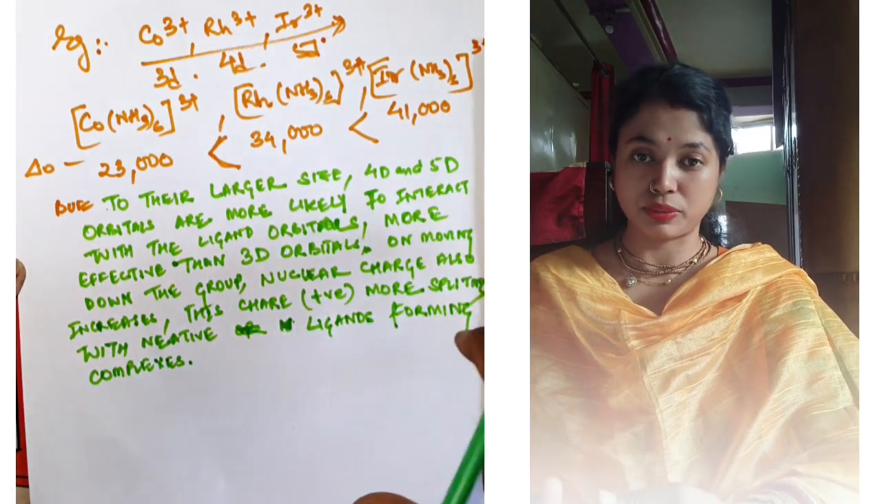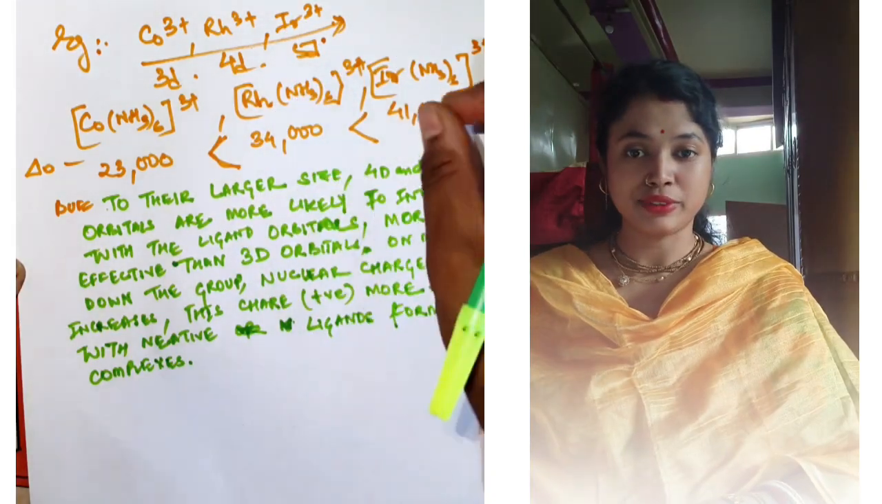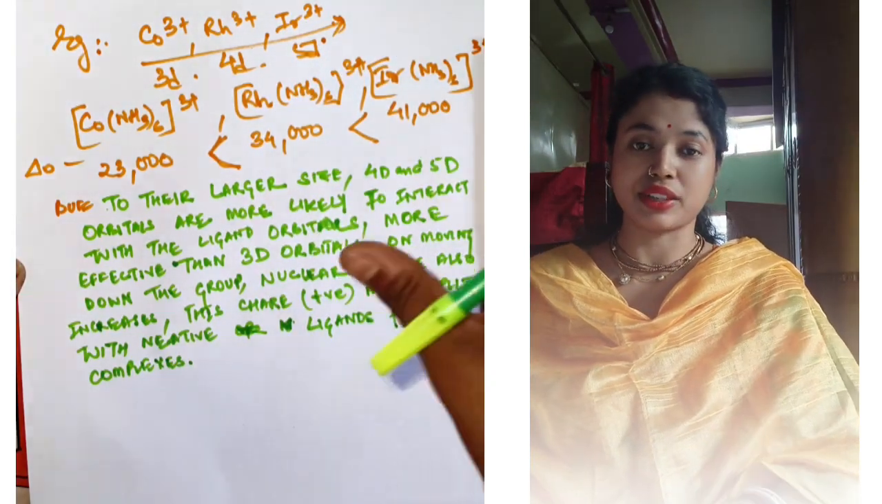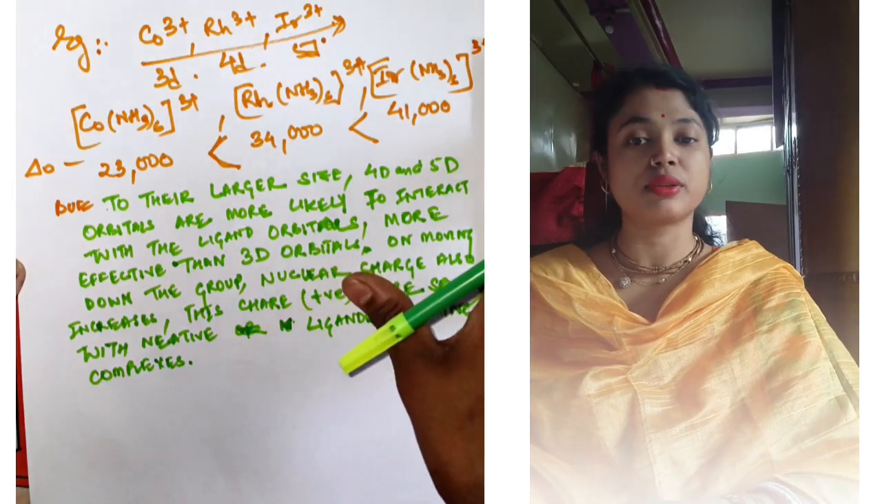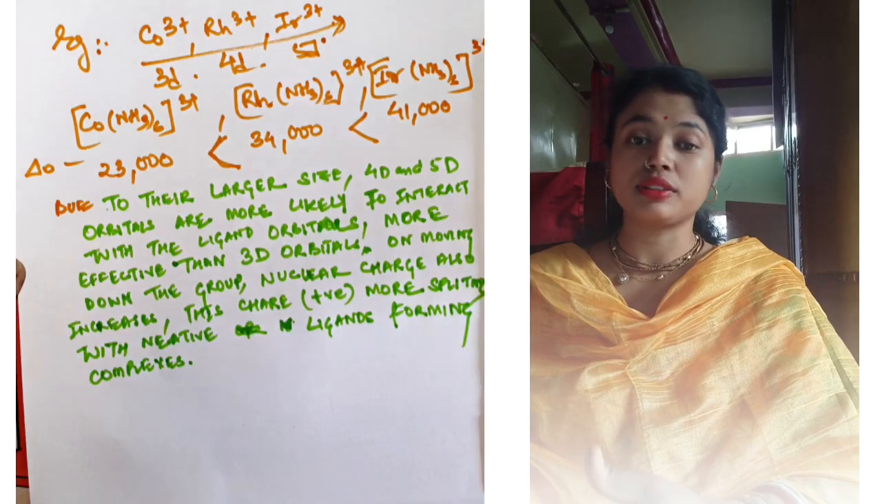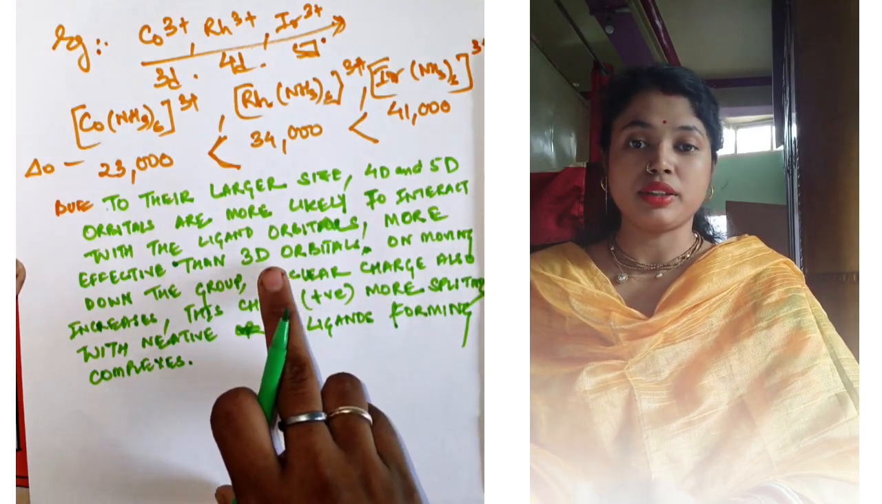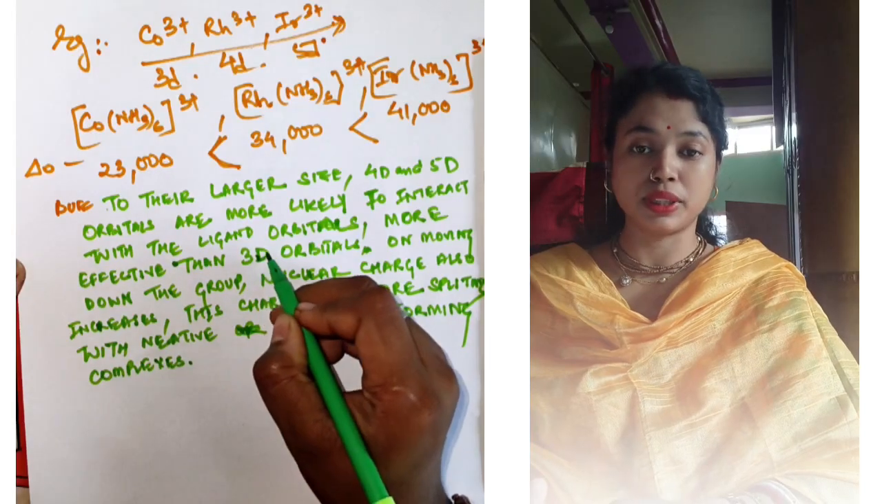So I'll summarize this. As we go down the group, what happens? The size increases. Size increases, that means the electron is more diffused. If the electron is more diffused, that means now the ligand can easily approach, and more interaction takes place than with your 3D orbitals. They are more closer to the nucleus.